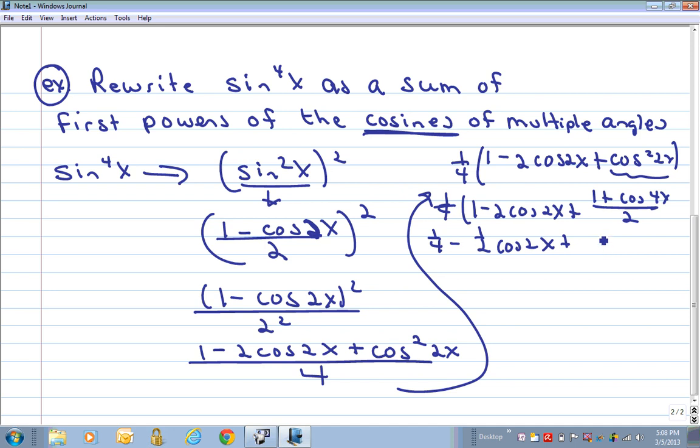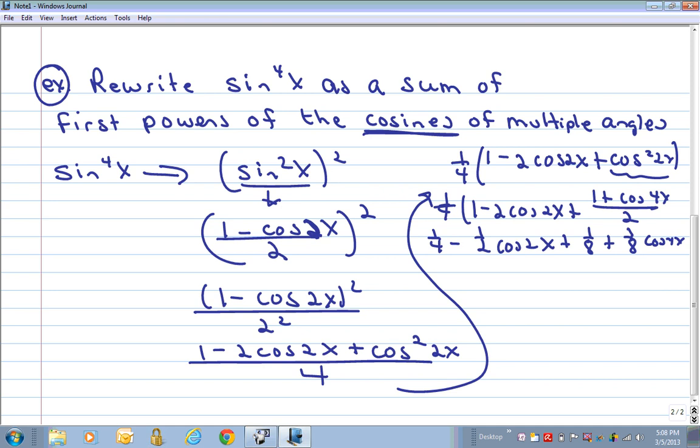So plus 1/8. And then 1/4 times the cosine 4x over 2 would give us plus 1/8 cosine 4x. You may need to pause and physically work through the distributing of the 1/4 yourself. I kind of shortcut this last part, so if you need to see that, you might want to see that again. All right, so now we've gotten to there.